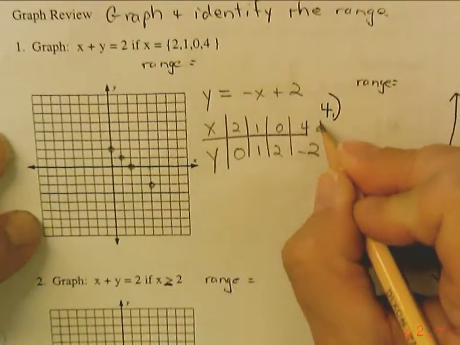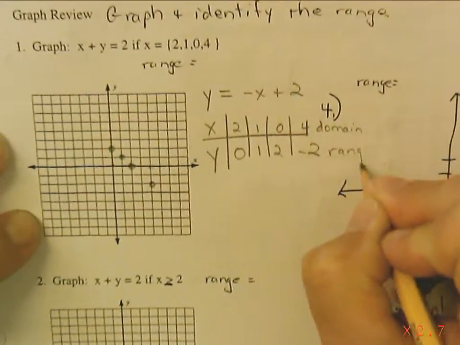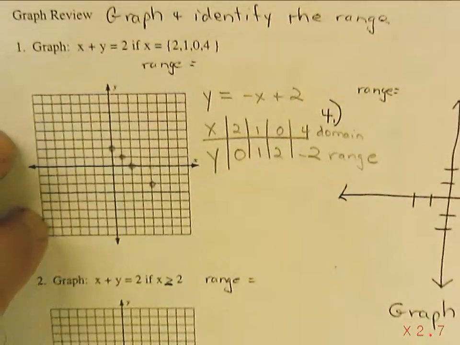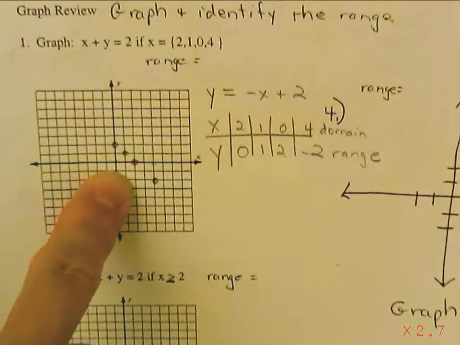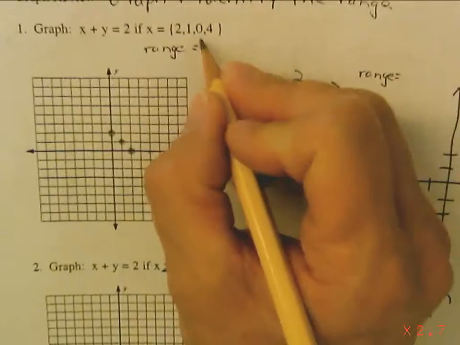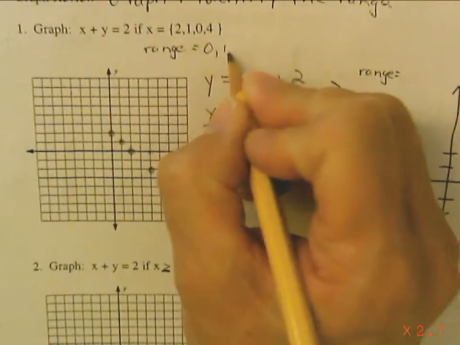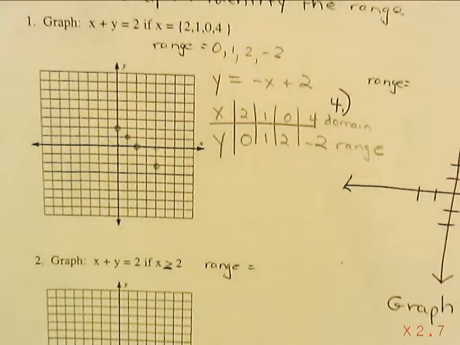And this is my domain, and this is my range. And I'm done. Think about why I don't connect the dots. I don't connect the dots because I have a discrete domain and I have a discrete range. Notice there's 4 elements in my domain, there's 4 elements in my range, and there's 4 points on my graph.